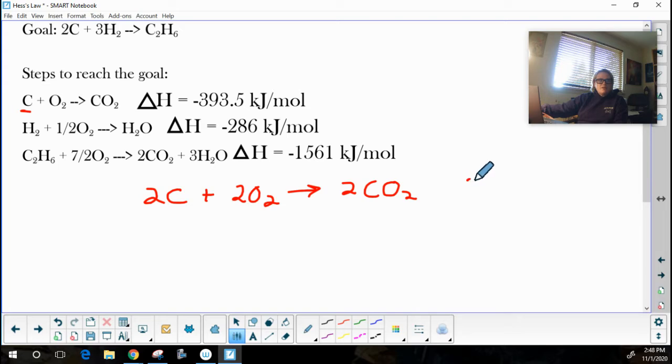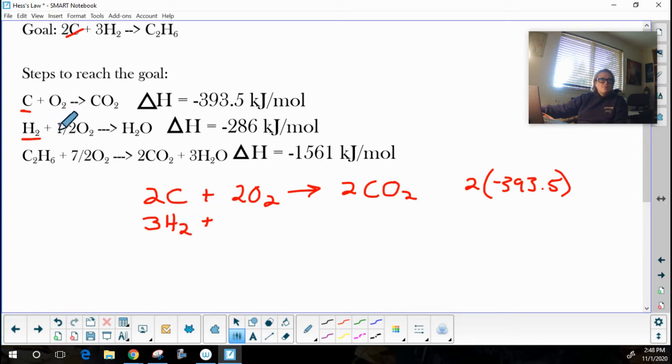And what's going to happen here is I'm going to have 2 times the negative 393.5 in terms of my enthalpy values. So carbon, boom, taken care of. I'm going to shop around for some hydrogens now. Hydrogens come from this second equation. So I'm going to need 3 H2s, so I've got to triple everything.